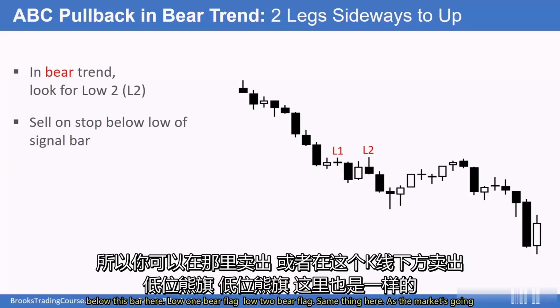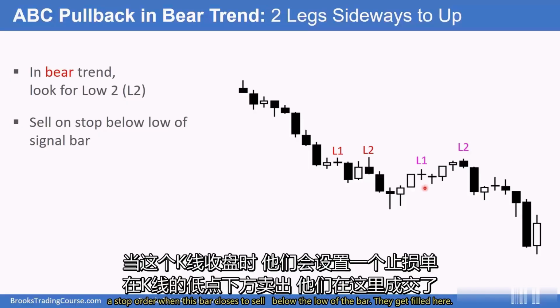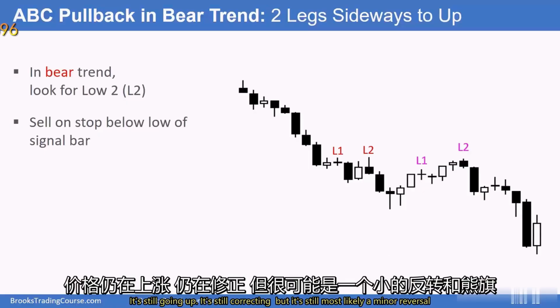Low one bear flag, low two bear flag. Same thing here. As the market's going up, after each bar, traders place a stop order to go short just below the low of the bar. They place a stop order when this bar closes to sell right below the low of the bar. They get filled here. It's still going up.